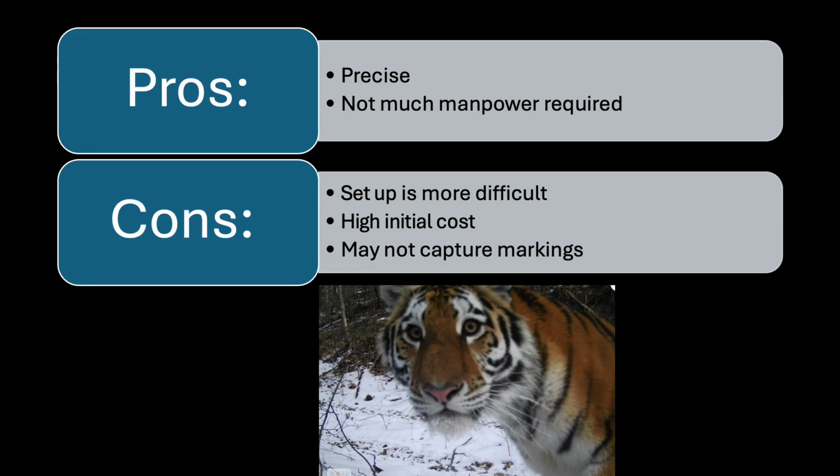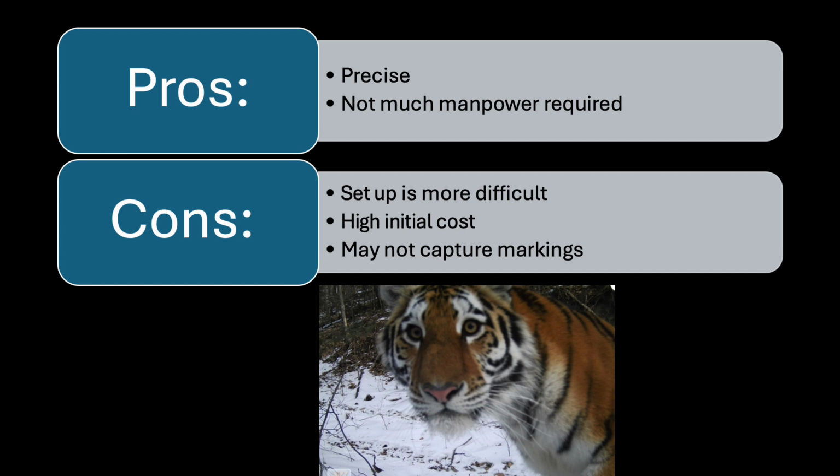The pros for this is that it's pretty precise. Camera traps can give you a visual way to identify it instead of just looking at tracks or something. And you don't need as much manpower, you just need someone to go put out the cameras and then look through the pictures afterwards. But the setup is a lot more difficult because you have to go set up the cameras and time them with each other so that both of them would capture the flank at the same time.